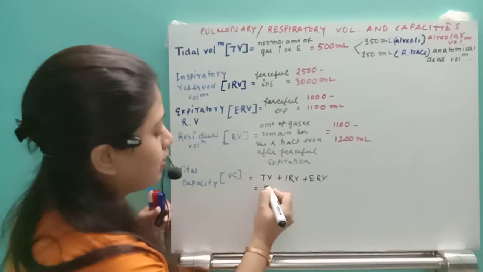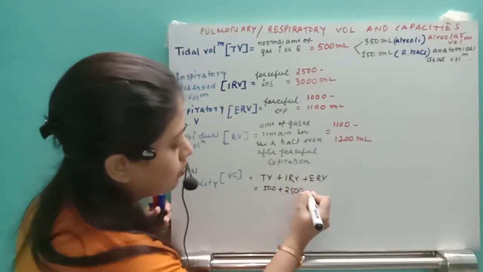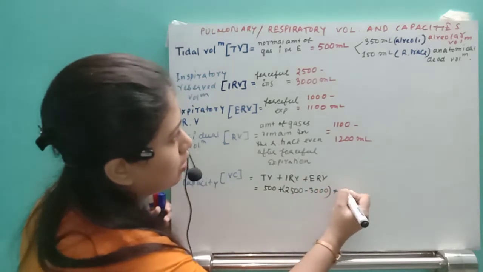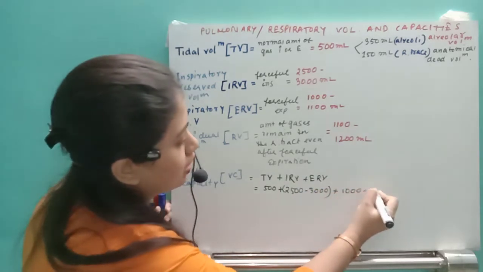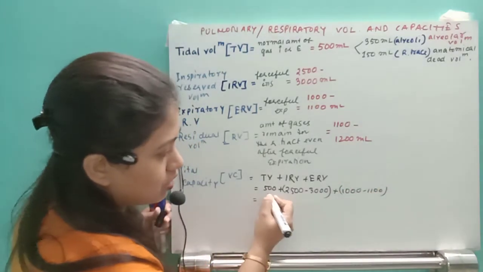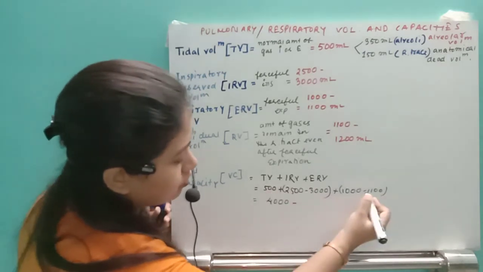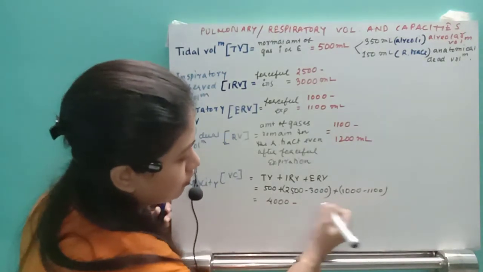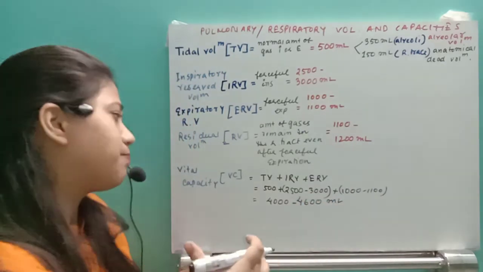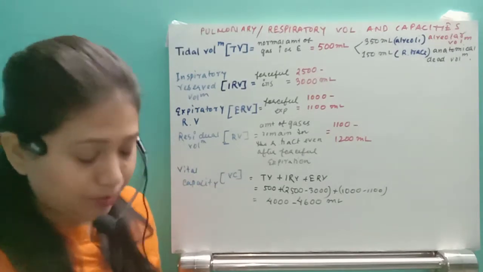So 500 ml of gases we can take for tidal volume. Then after that 2500 to 3000 ml for IRV. Then ERV is around 1000 to 1100 ml. So what will be the volume? Here it is around 4000 to 4600 ml. That means this amount of gases that can be taken is known as the vital capacity.